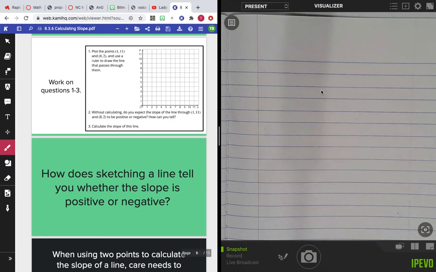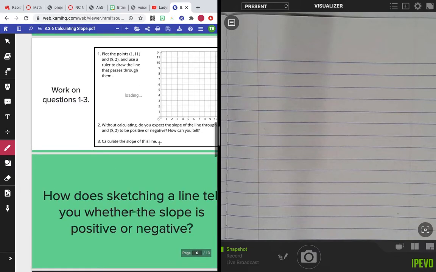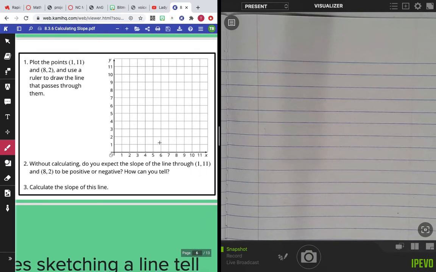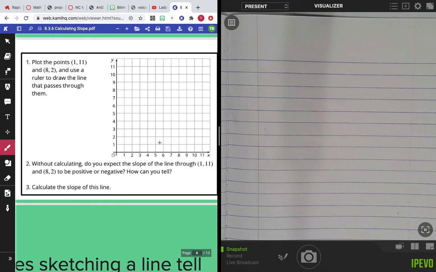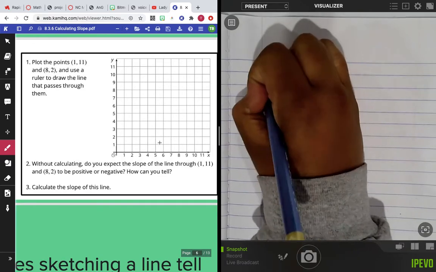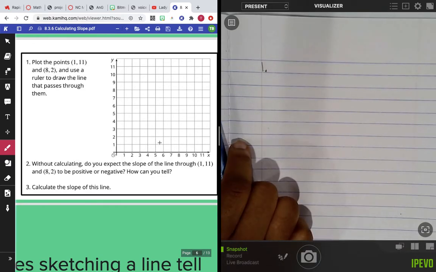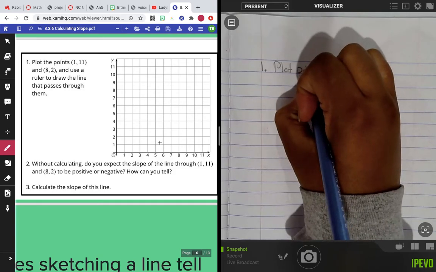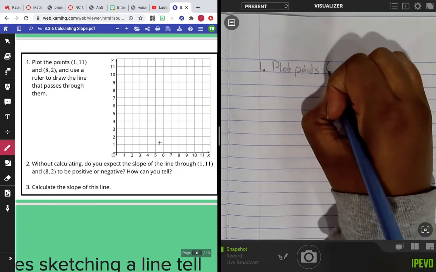Hopefully you paused the video and allowed yourself some time to complete the question on your own. What I'm going to do is let me zoom in some so I can use this graph. All right, so question number 1. Question number 1 tells us to plot the points 1, 11, and 8, and 2.